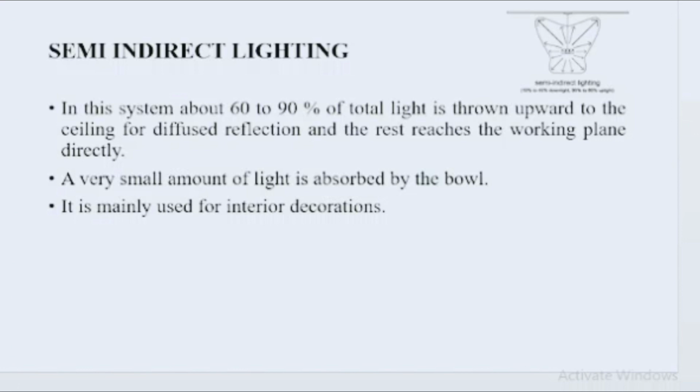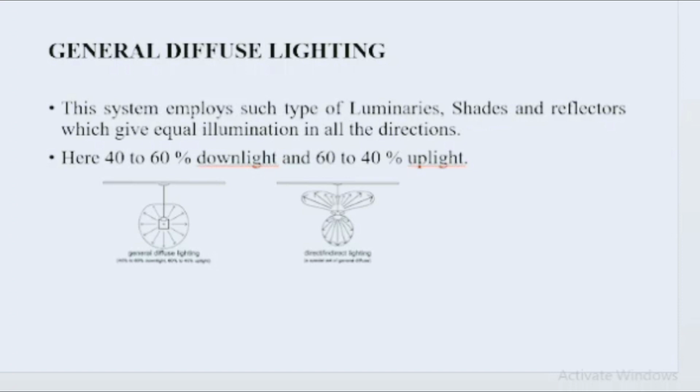Next one is general diffuse lighting. The word general itself says general. It covers every part equally. Okay, if we consider 40% falling on the surface, 60% will be on the ceiling. If not, 60% downwards, 40% will be upwards. It's general. Whatever the requirement is, we can construct based on that. General is nothing but it will cover overall, like the ceiling as well as the surface. That is nothing but general diffuse.